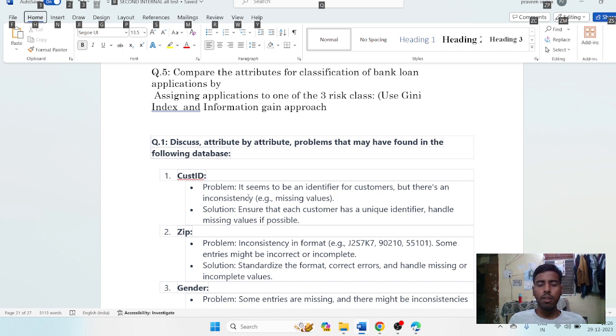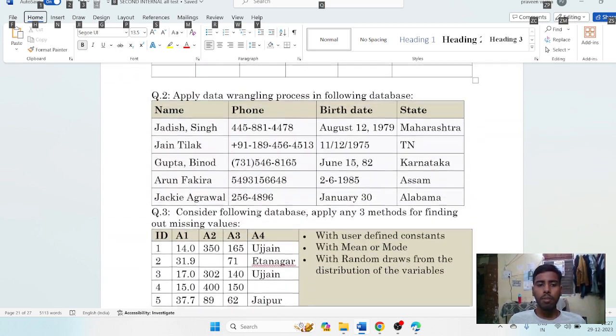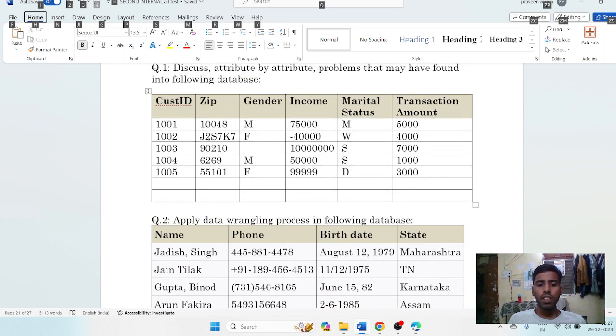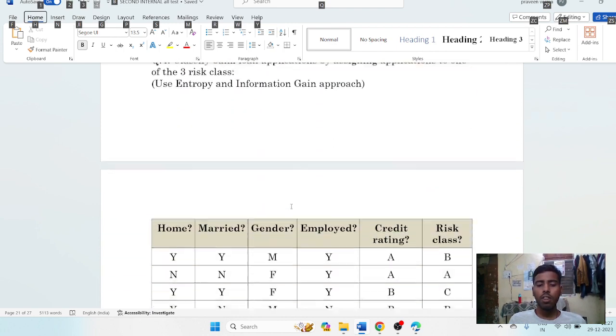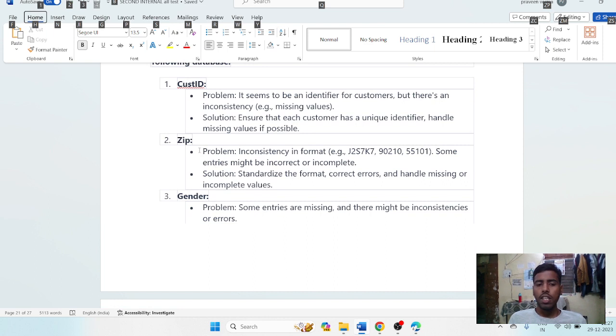The problem in the customer ID attribute is that it seems to be an identifier for customers, but there is an inconsistency: missing values. You can see that 101, 102, 103, and 103 have missing values. So it is inconsistent because it does not contain proper information. The solution is to ensure that each customer has a unique identifier, and handle missing values if possible.